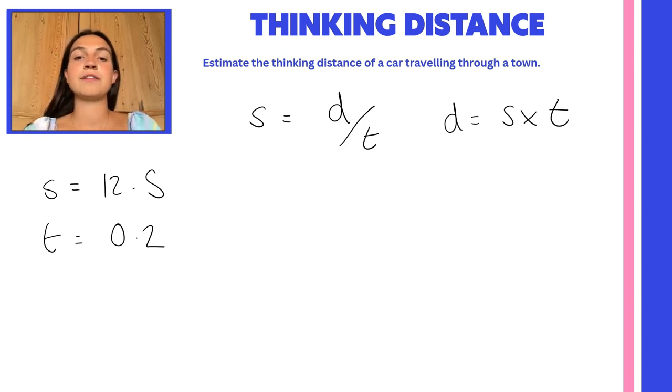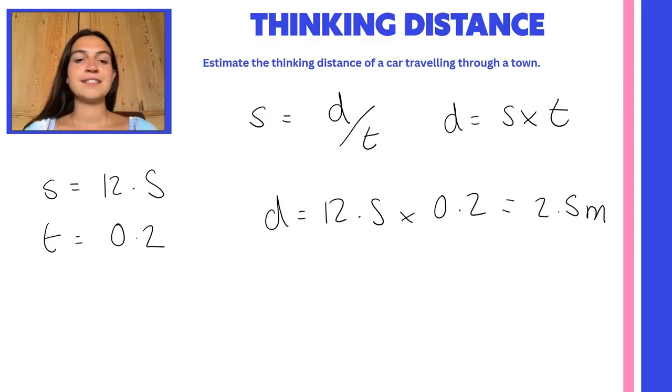And I know it's the reaction time because remember, your thinking distance is the distance you travel whilst you are thinking about you've seen the hazard and before you apply the brakes. So distance is 12.5 times 0.2 is 2.5 meters.